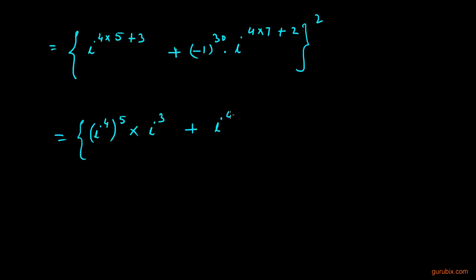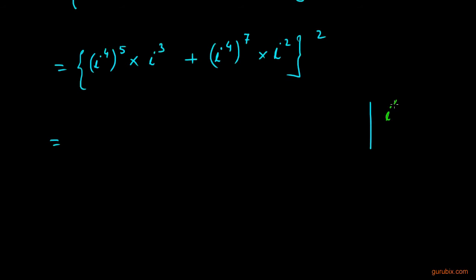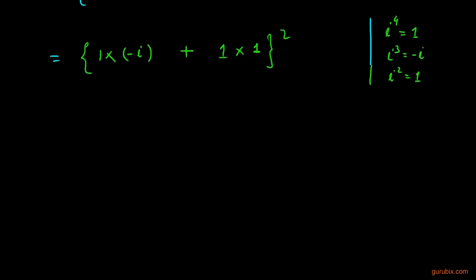Then it will be iota raised to 4, and this whole value raised to 7th power, into iota square, and this whole value raised to the second power. And we know that iota raised to the 4th power is equals to 1, therefore this whole value is 1. And we know that iota cube is equals to negative iota, then this value is negative iota, and this value is 1. And we know that iota square is equals to -1, so this value is also -1, and here the whole value raised to the second power.